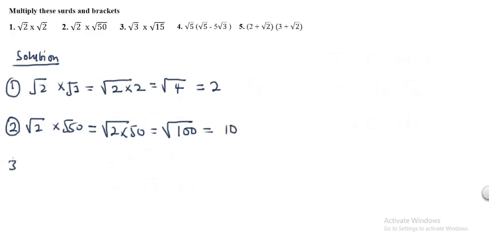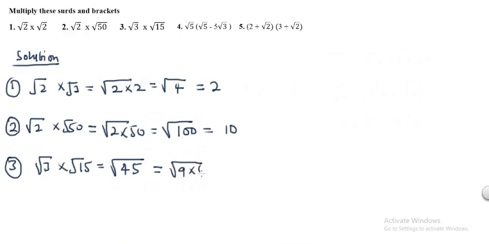For another example, we are told to find root 3 times root 15. So root 3 times root 15 is equal to root 45. We can break 45 down into a perfect square. So we can rewrite this as root 9 times 5. If you have 9 times 5, you can separate it and say this is root 9 times root 5. Root 9 is simply 3, so this will be 3 root 5.